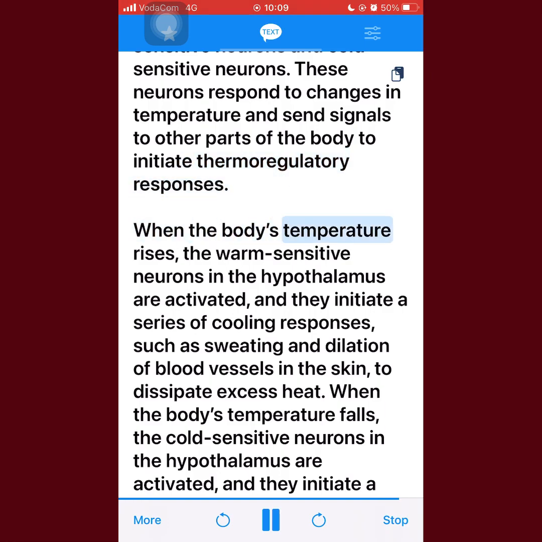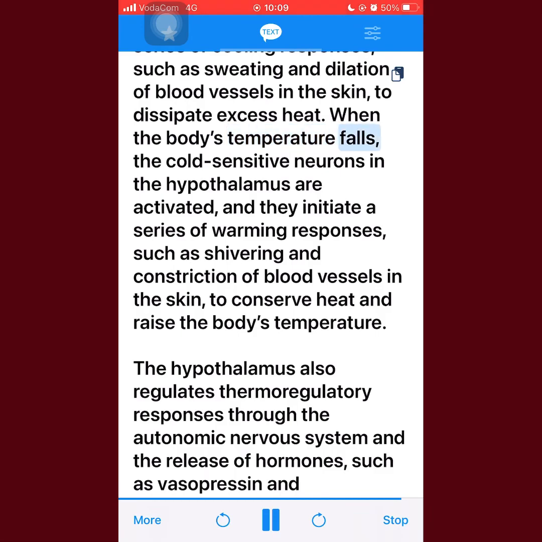When the body's temperature rises, the warm-sensitive neurons in the hypothalamus are activated, and they initiate a series of cooling responses, such as sweating and dilation of blood vessels in the skin, to dissipate excess heat. When the body's temperature falls, the cold-sensitive neurons in the hypothalamus are activated, and they initiate a series of warming responses, such as shivering and constriction of blood vessels in the skin, to conserve heat and raise the body's temperature.